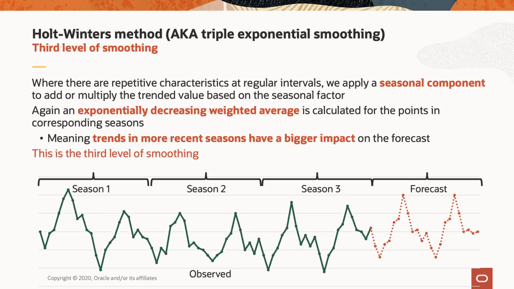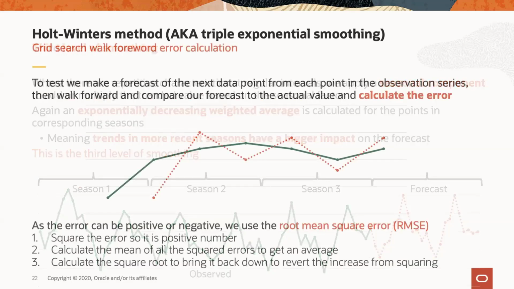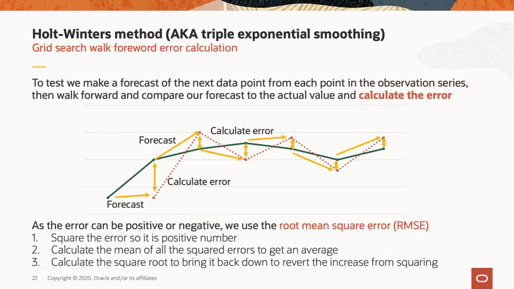So again, once you apply this, what you end up getting is, for any fault that happens, you look at the forecast and calculate the errors. You're taking RMSE, so it's always a positive number. You calculate the mean of all these squared errors to get an average, and you're calculating the errors at each level as you step through.